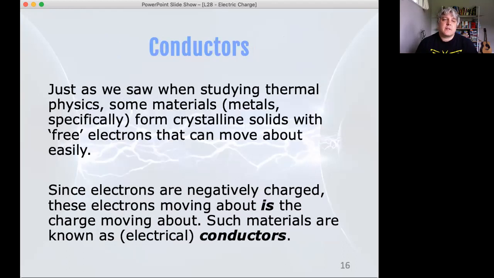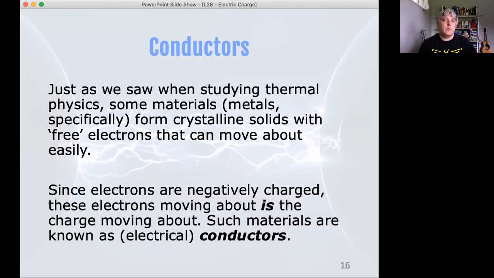Just as we saw when we were studying thermal physics, some materials, specifically metals, form crystalline solids and share their electrons. So every metal will share its outer shell of electrons. So remember the idea of electron shells. You've got the nucleus and then a couple of electrons in the first shell, a few more in the next one, a few more in the next one, and so on, for however many shells you need to hold all the electrons for that material. When metals form, the outer shell of electrons basically just get shared across the whole metal. So every atom that makes up that block of metal has given its outer shell of electrons to share.